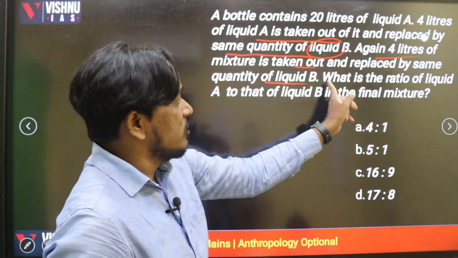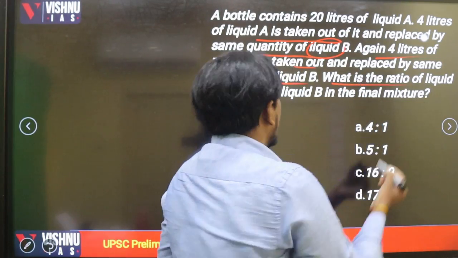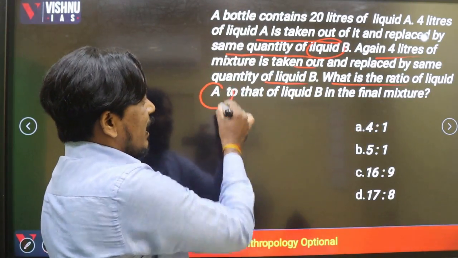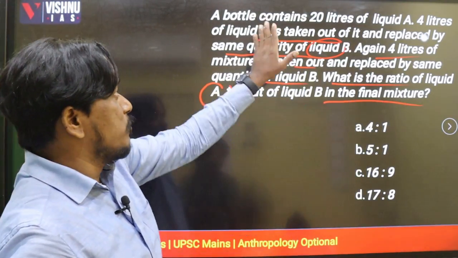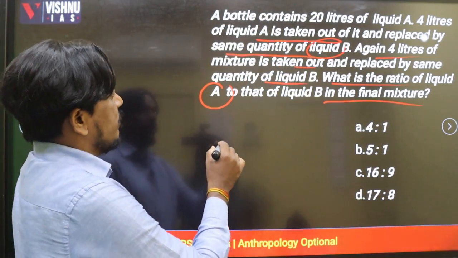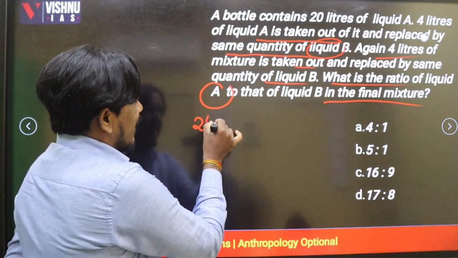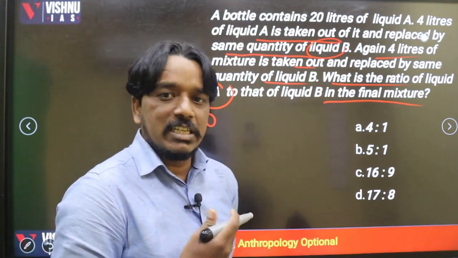So what is the question here? What is the ratio of liquid A to liquid B in the final mixture? If you observe here particularly, first the bottle contains a total of 20 liters of liquid.